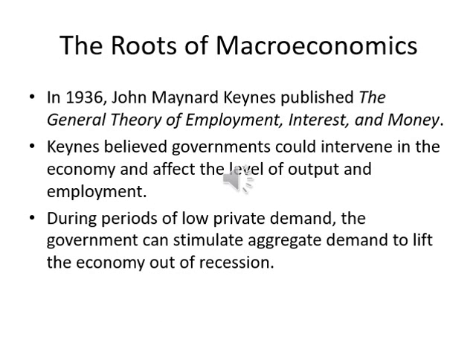In 1936, John Maynard Keynes published the General Theory of Employment, Interest, and Money. Keynes believed governments could intervene in the economy and affect the level of output and employment. During periods of low private demand, the government can stimulate aggregate demand to lift the economy out of recession.